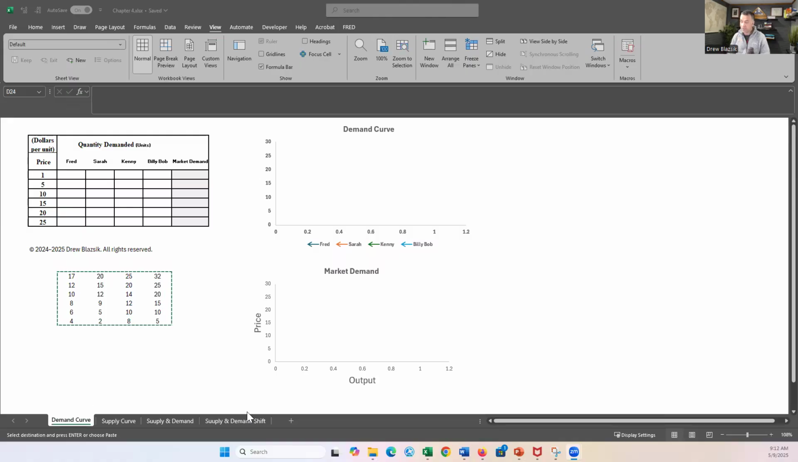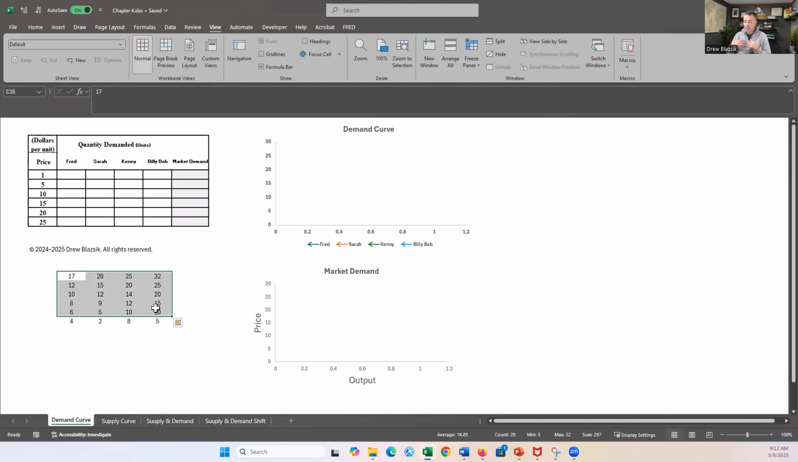Okay, here's the Excel sheet we have. We've got four tabs here: demand, supply, and demand. What we have here is four individuals: Fred, Sarah, Kenny, and Billy Bob. Here's the price of the good, and this is the quantity demanded. These are the quantities demanded that go with a specific price.